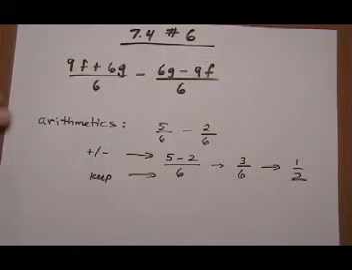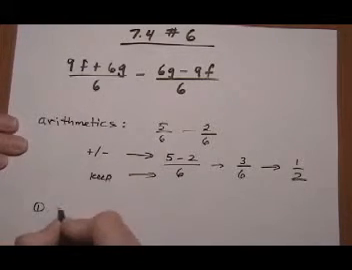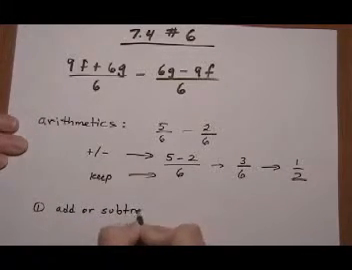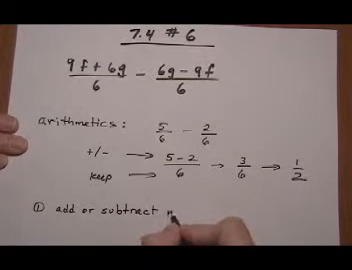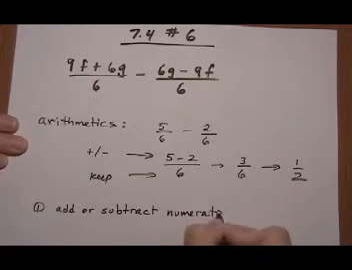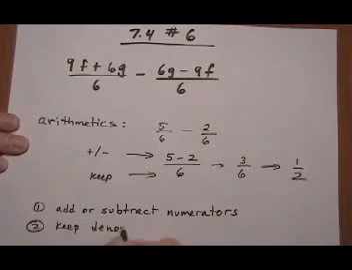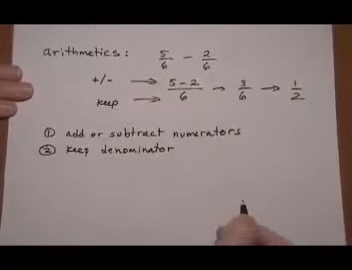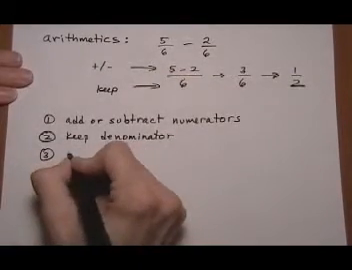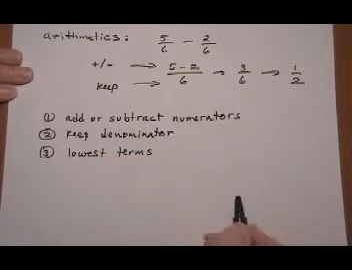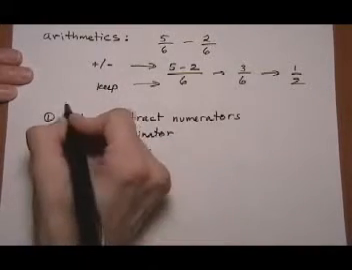So we're going to use the same general rules here. We're going to add or subtract numerators, and then keep the denominator, and put it in lowest terms. And this is for when we have the same denominator to start with.